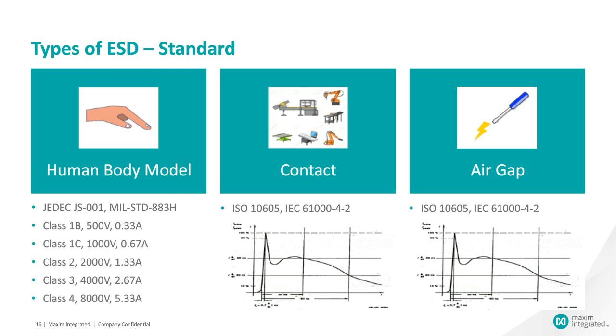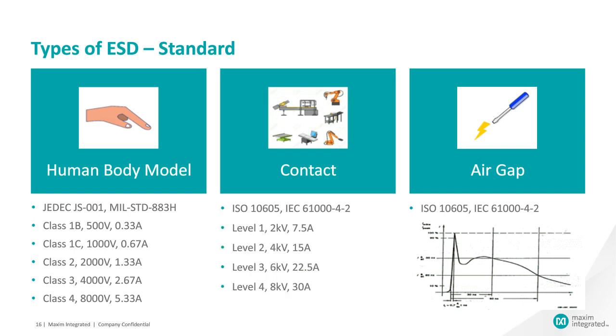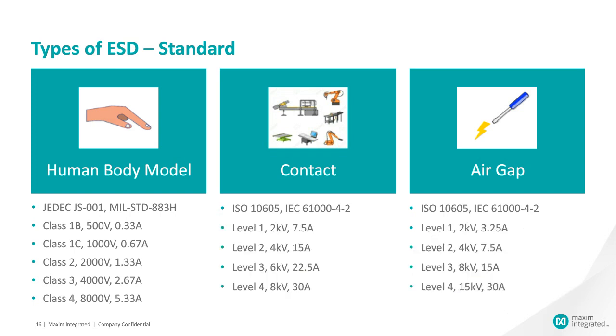1 through 4, with different voltage ratings up to class 4, and there is a class X where you can claim higher human body model performance, and that's all extrapolated linearly. The same goes for contact and air gap. You can see their respective levels, and with Maxim transceivers, we often go beyond the highest rating of a class or level 4.